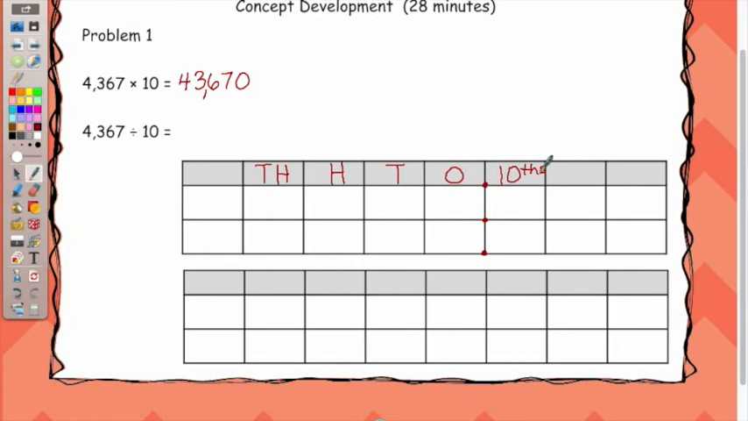Okay, so 4,367 divided by 10. A mistake I saw: do not move the 4 first. Which number will we move first? 7. Good.